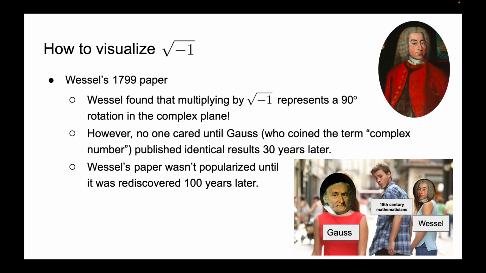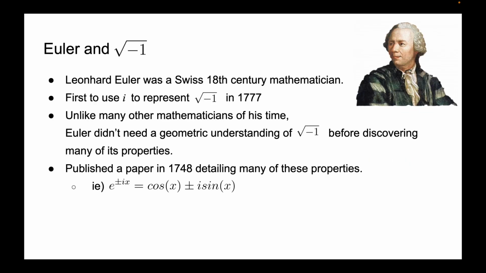Nonetheless, it wouldn't be a history of the square root of negative 1 if we didn't include our main man, Leonhard Euler, Swiss mathematician of the 18th century and just super math genius. He was actually the first to use i to represent the square root of negative 1. Fun fact. But unlike most other mathematicians of his time, he didn't need to know the geometric representation of the square root of -1 before jumping in and discovering so many incredible properties of it. In fact, one of these properties, published in his 1748 paper, over 50 years before Wessel, was that e to the ix is equal to cosine of x plus i times sine of x.